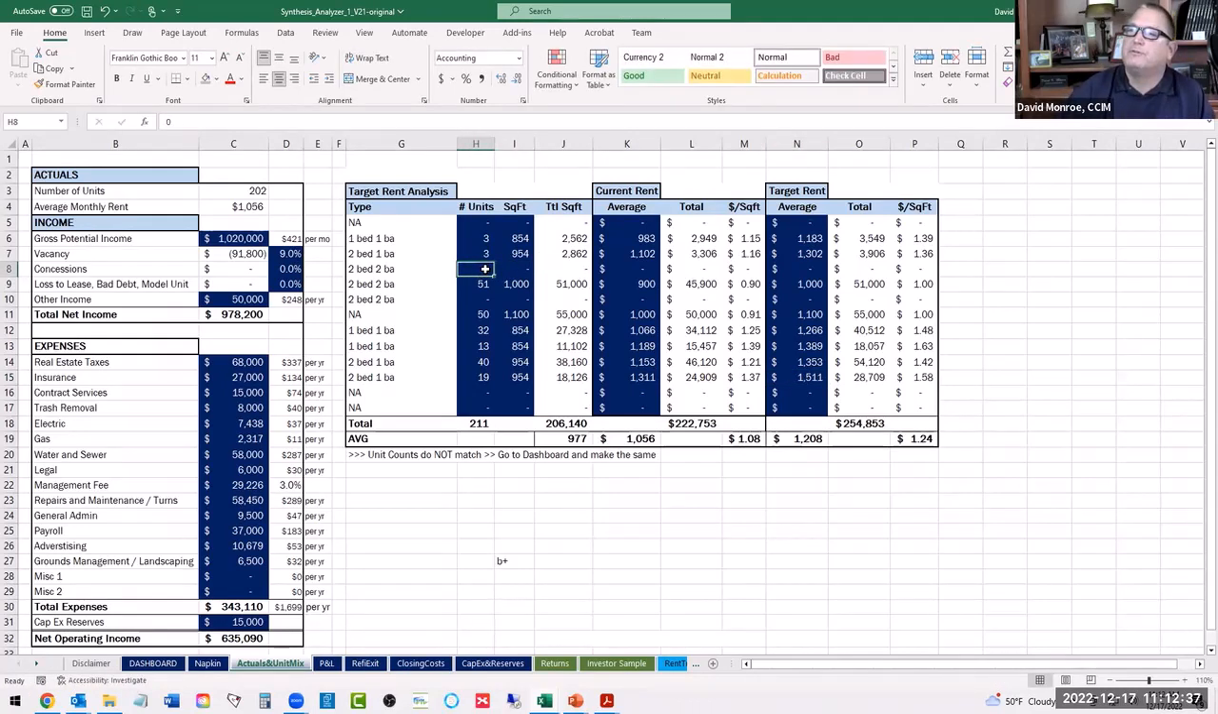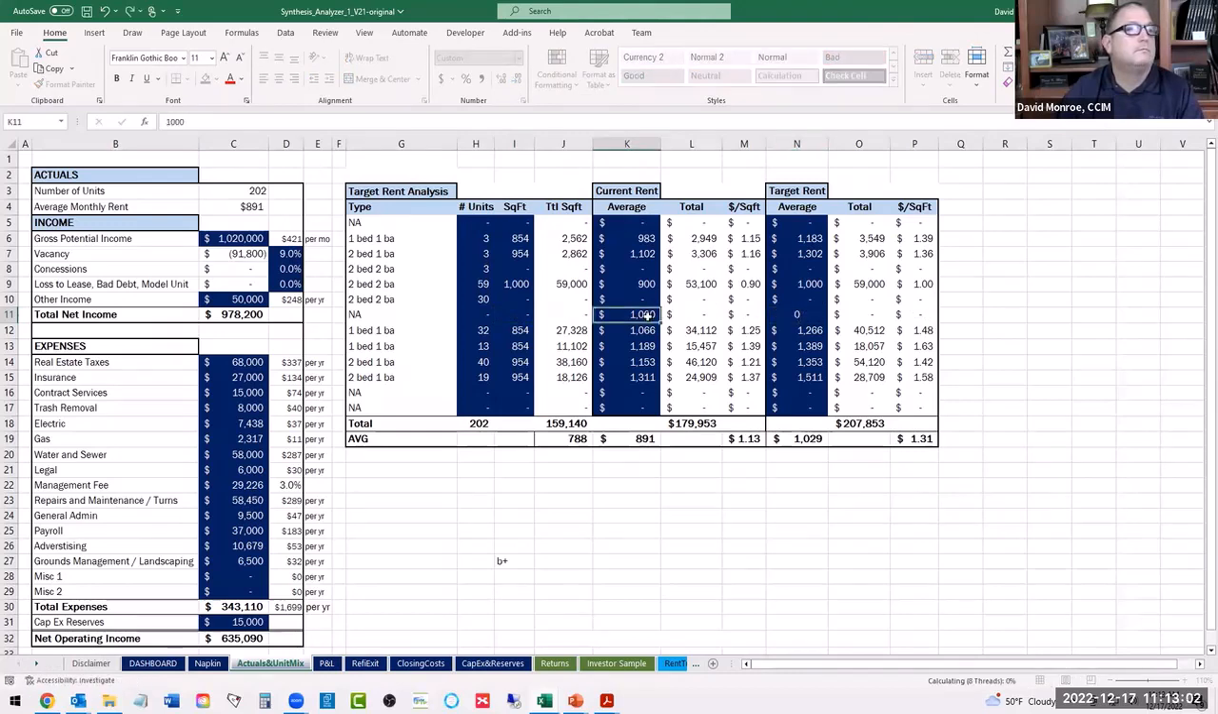Let me guess, 3, 59, and 30. Each one of these has 3. 3, 59, and 30. Did we get 202? We got 252. Ah, that's why. There we go. All right. So the first 2, they are all 1091 square feet.